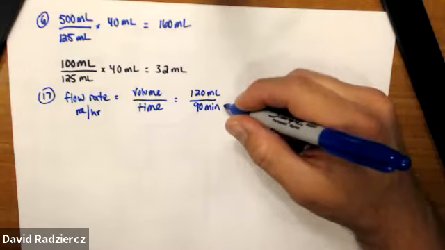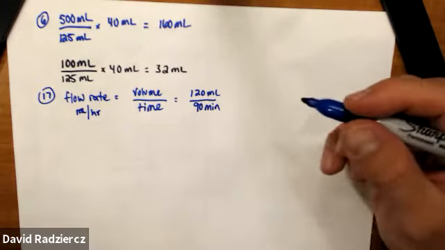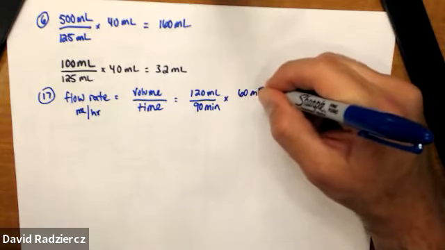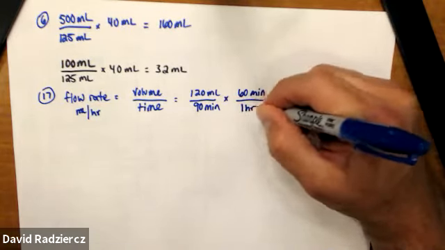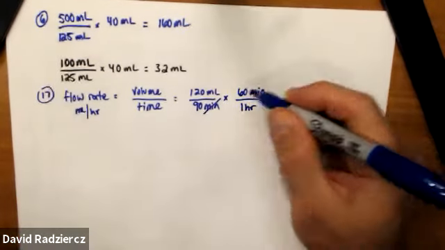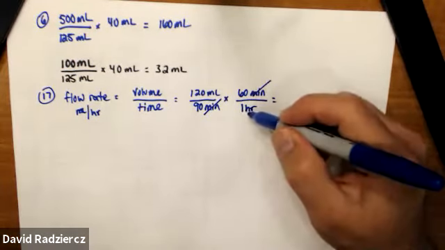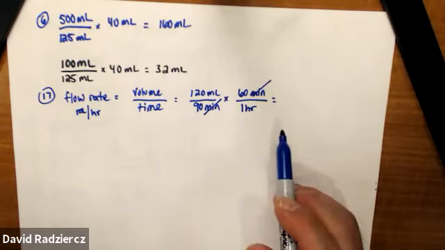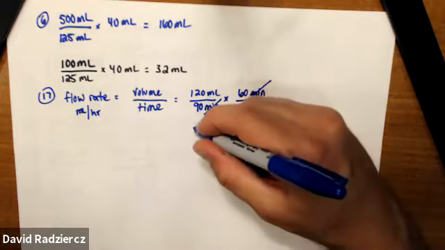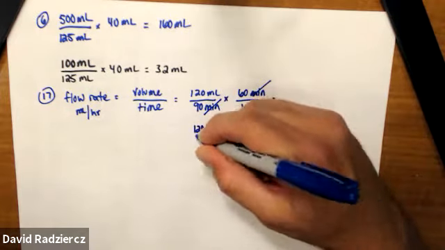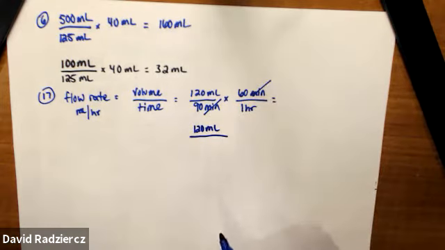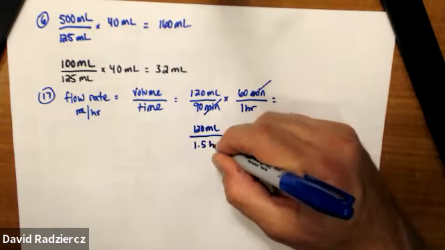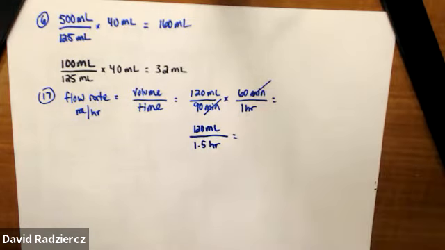So you're going to do a couple things. I'm going to show you two different ways to answer this question. The first way is just doing dimensional analysis. 60 minutes in an hour. You know you've set it up right because you can cross out minutes, and then you'll be left with milliliters per hour. So you would just multiply 120 times 60 divided by 90 and get your answer. Or alternatively, you can take the 120 milliliters, and you already know that 90 minutes is what? 1.5 hours, right? So 1.5 hours, and you'd come up to the same answer.